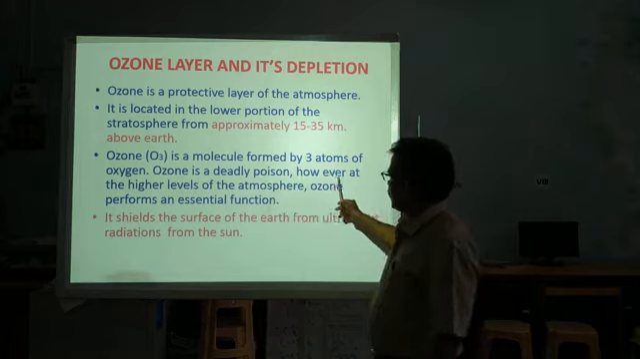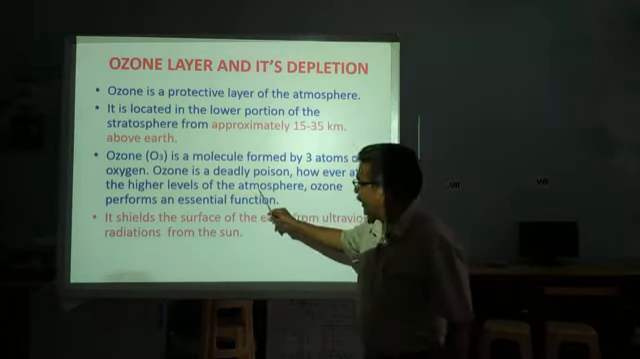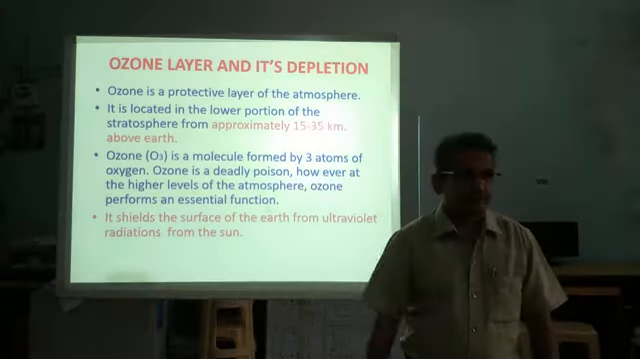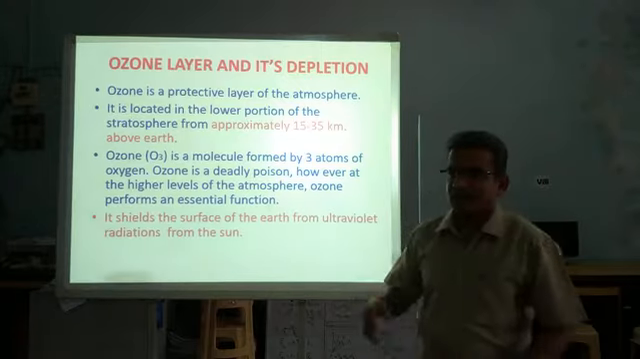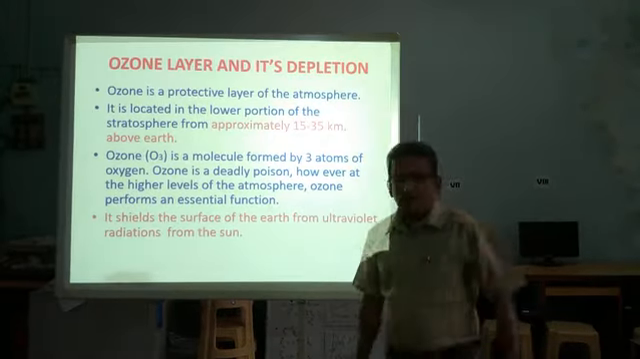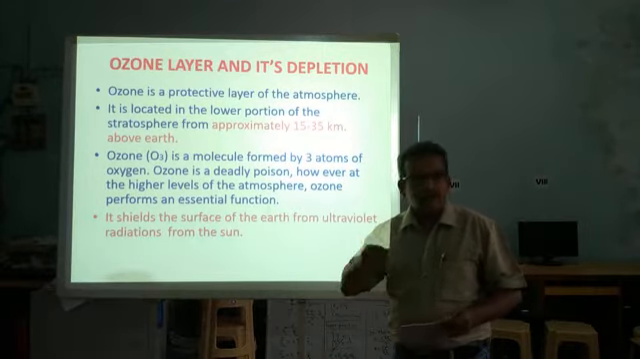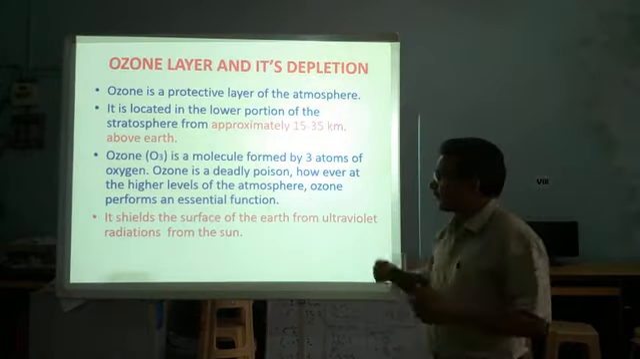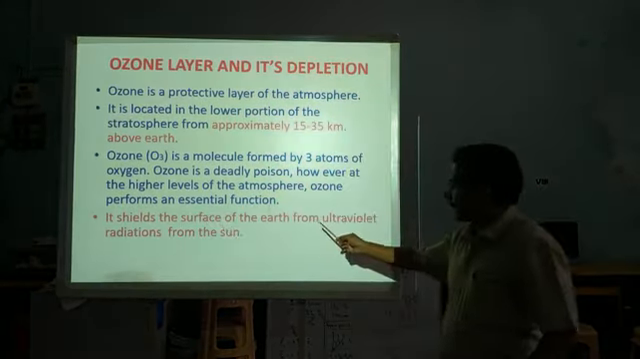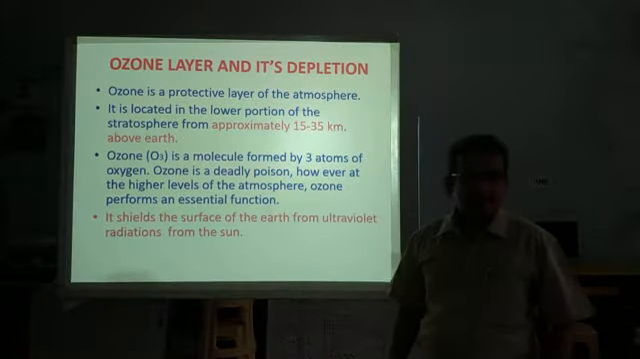So, though it is poisonous, at the higher levels of the atmosphere, ozone performs an essential function. In the lower atmosphere, it is highly dangerous. When we go to the upper atmosphere, this ozone layer is found to be performing a very useful function for the atmosphere. That is, it shields the surface of the earth from the ultraviolet radiations from the sun.